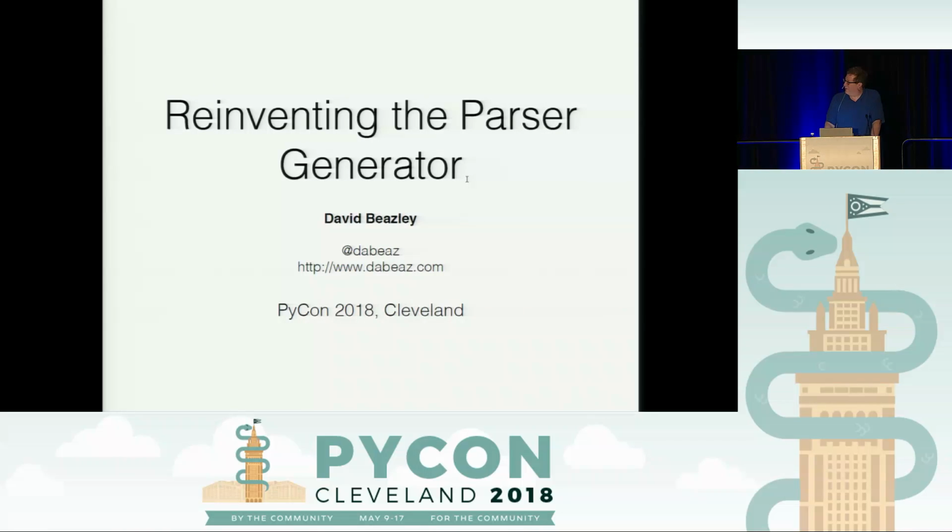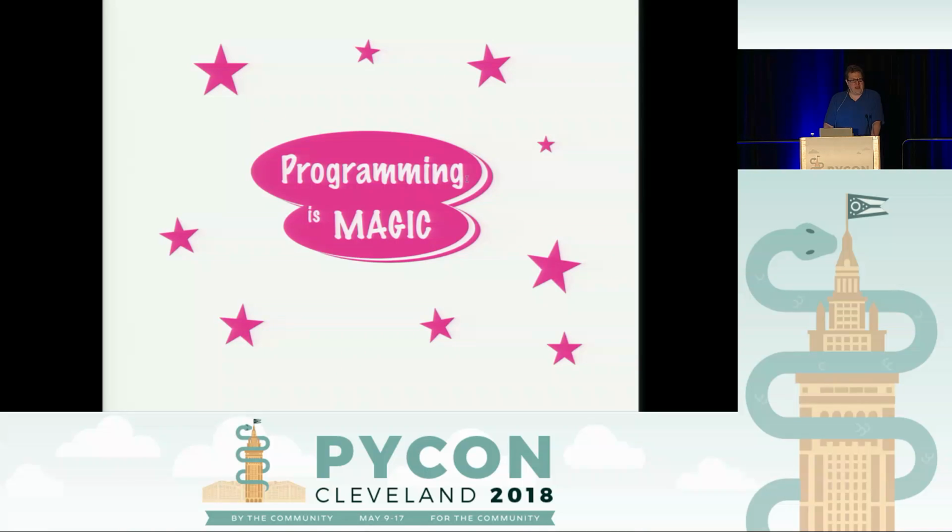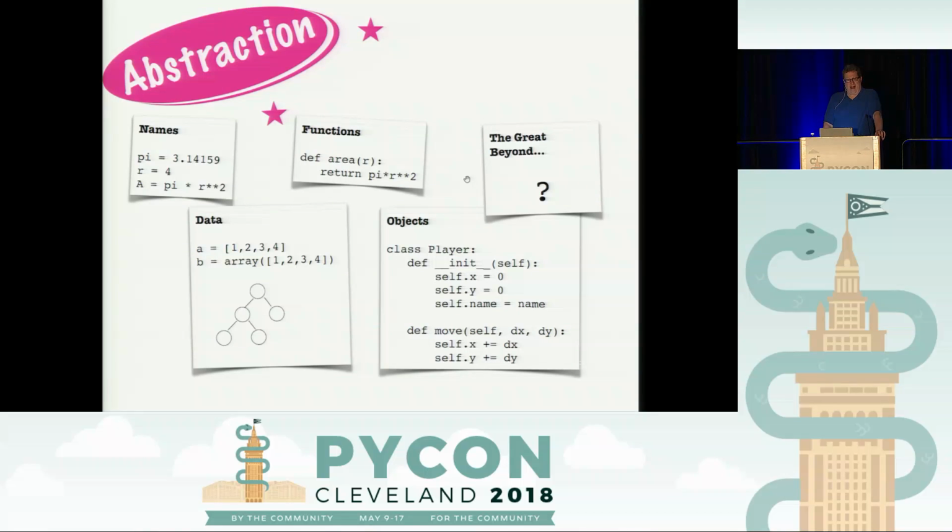I think the one thing I would start with is that programming is basically magic, if you think about it. And a big part of programming involves different levels of abstraction. You take problems and try to figure out ways to solve them, and it involves things like naming things and data structures and functions and objects. But at some point, you're going to exhaust all the possibilities of that, and you're going to need to go further than objects. It's like, where do you go from there?